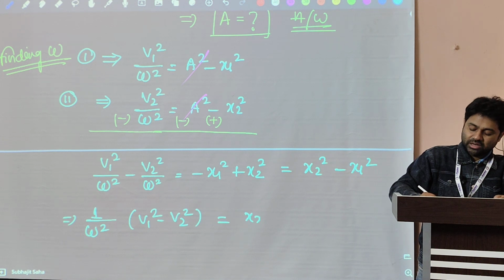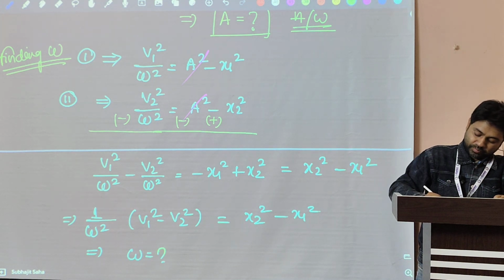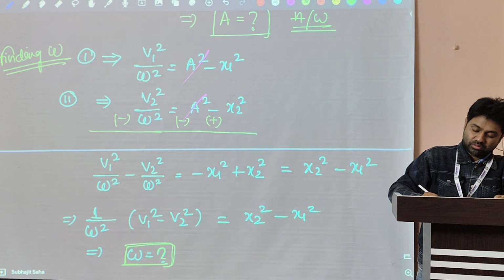I think you know the rest of the deal. From this equation you can really find what omega is. I will also leave this to you for homework. It's just a matter of simplification now.